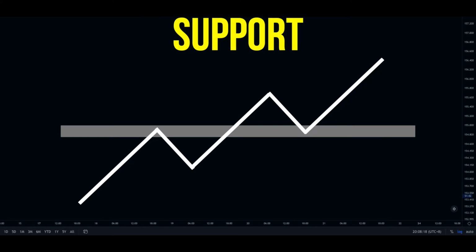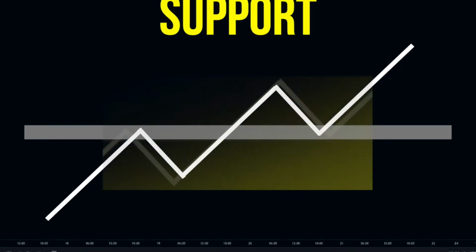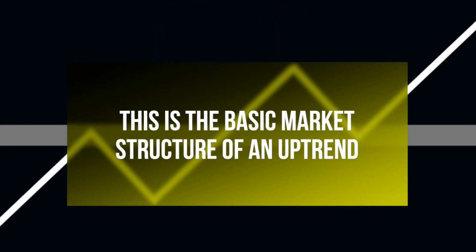Oftentimes, you can see previous swing highs in an uptrend form a level of support. When price pulls back into support, it will normally reverse and continue the uptrend. This is the basic market structure of an uptrend.